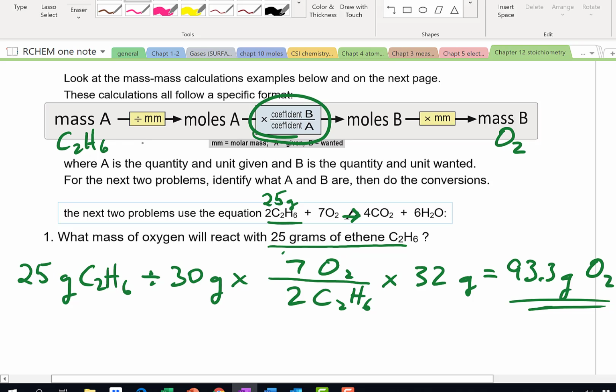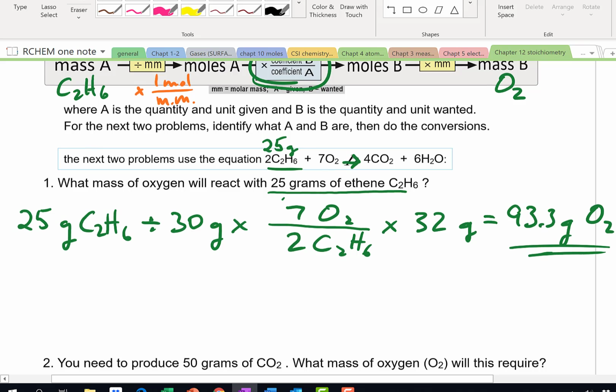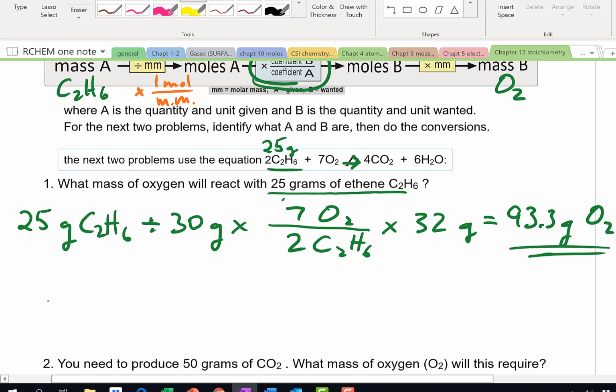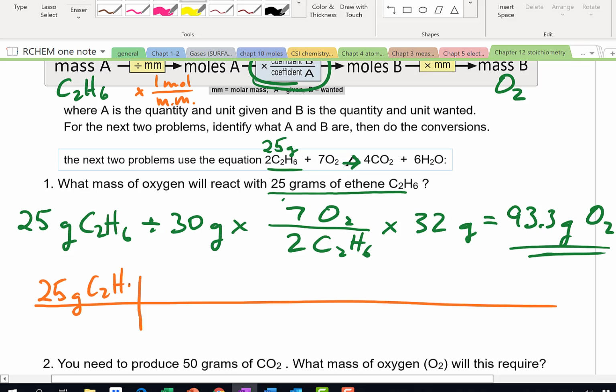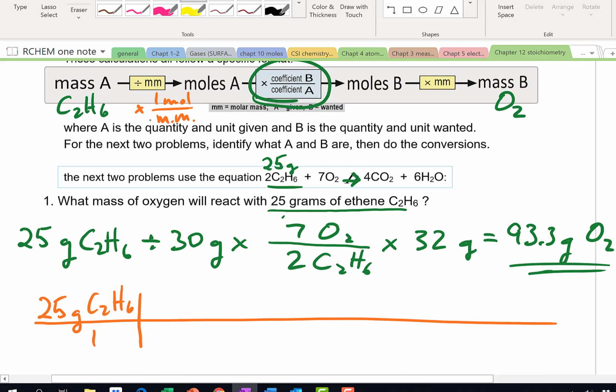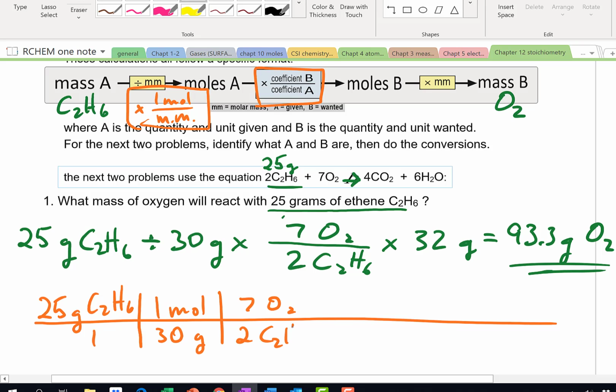Okay, so previously going from mass to moles, you were told to multiply by 1 mole divided by the molar mass. I hope you can see this is actually this exact same thing. And I'm going to write it out the way we were doing it before. So we're putting up here what we're given in the problem, 25 grams of C2H6, and that's over 1. And then now we would go to the next box, 1 mole divided by the molar mass, 30 grams. And now the next box, which is the coefficient of B over A, so 7 O2 divided by 2 C2H6.